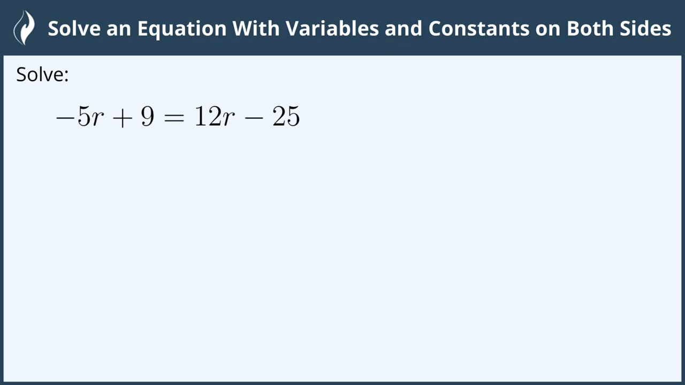Hi everyone! In this video we will solve an equation with variables and constants on both sides. Solve negative 5r plus 9 equals 12r minus 25.